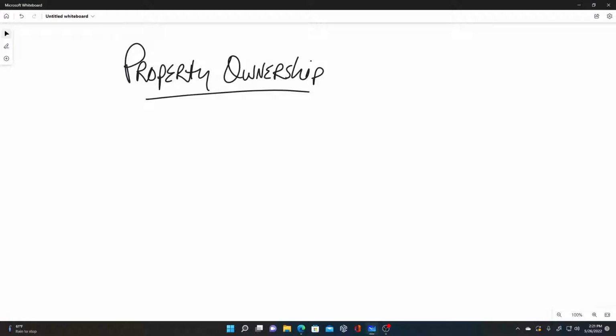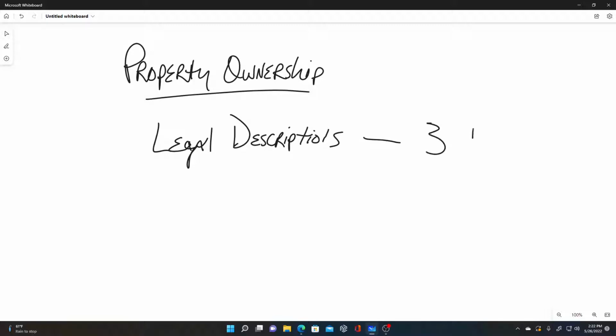The second area we need to look at or understand is what we call legal descriptions. And by the way, we've got some great videos on my website where we really dive into all of these topics. But regarding legal descriptions, I want you to remember that there are three different types of legal descriptions, okay? First, we have what is called the government rectangular survey system.